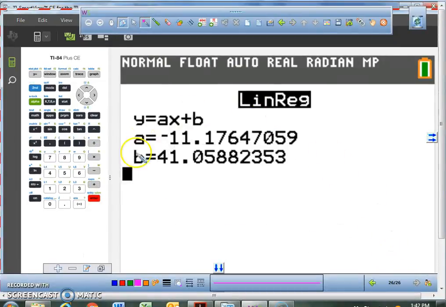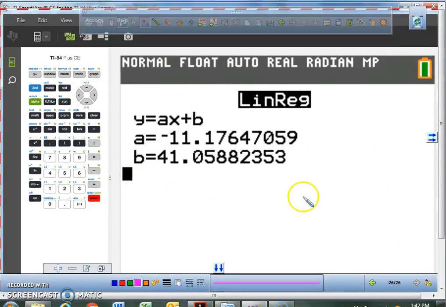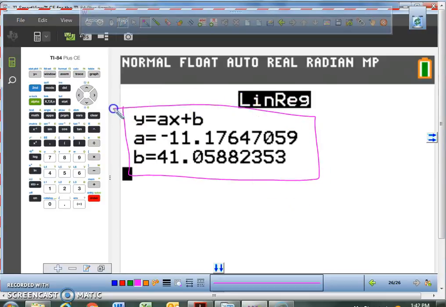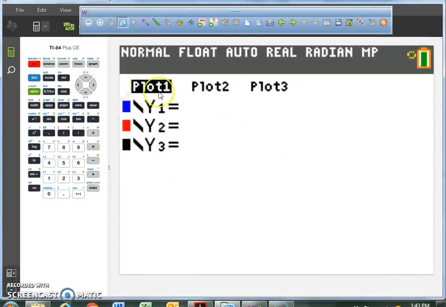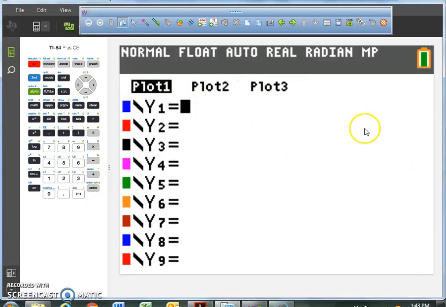You guys see this huge set of numbers right here? Right now what I'm going to show you is you don't have to type all of that long thing into the graphing calculator. I'm going to show you how to store that equation into y equals. So check this out. That equation right there, that's your answer. That's the line of best fit. If I hit y equals, it's not there, is it?